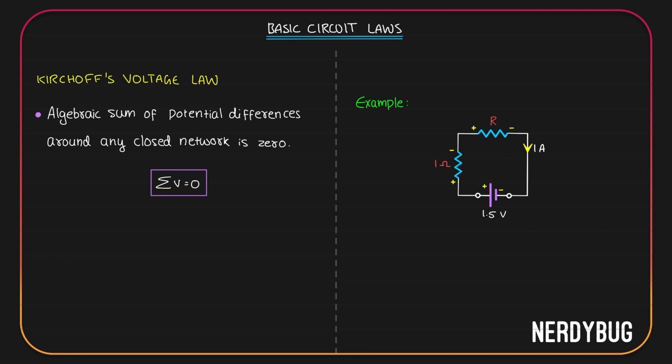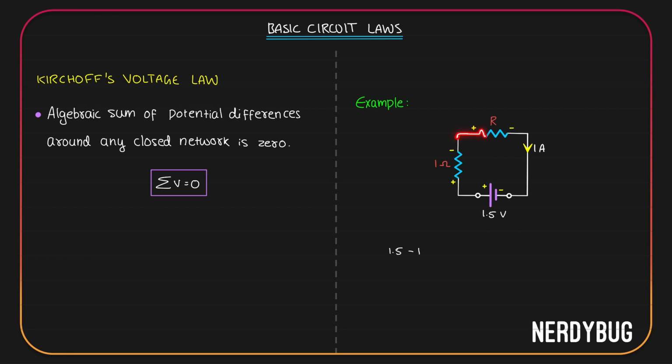Now we have to take the summation of all the potential differences. Let us start from here and go clockwise. First, I have a 1.5 volt. So I'll write 1.5. As I go on, I can see there is a resistor. It has some potential across it. According to Ohm's law, that will be IR. I here is 1 ampere. R is also 1. So V is 1 volt. But the polarity is opposite. The cell had minus to plus. This has plus to minus. So I have to write minus 1 volt.